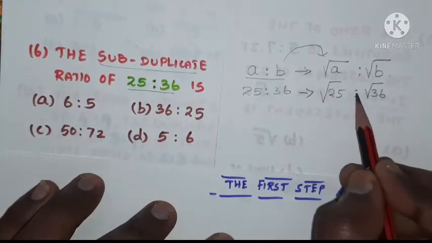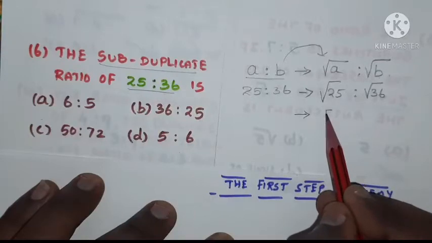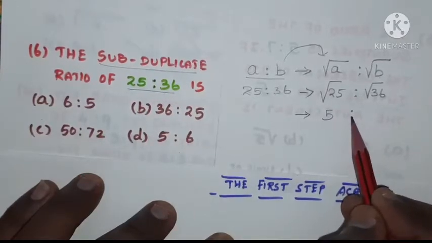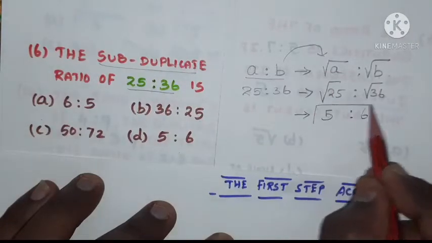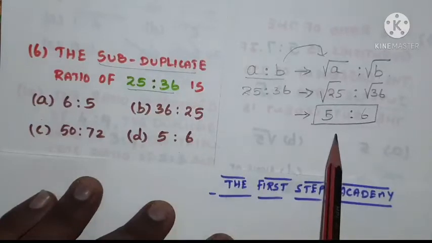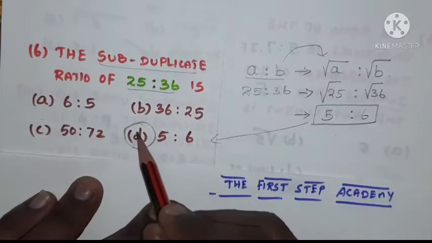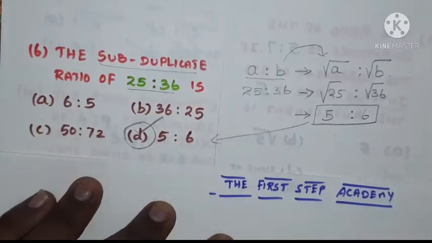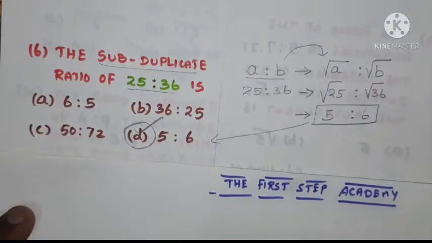So square root of 25 is to square root of 36. What is the value of the square root of 25? 5 is to the square root of 36, which is 6. So 5 is to 6 is the answer for this particular problem. Which option suits this? Of course, option D is the right answer. That's it. Hope you understand. Fine. We'll go to the seventh one, right?